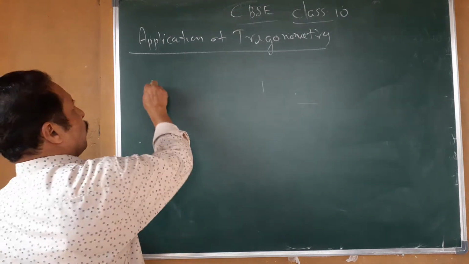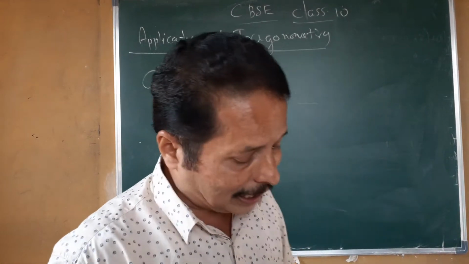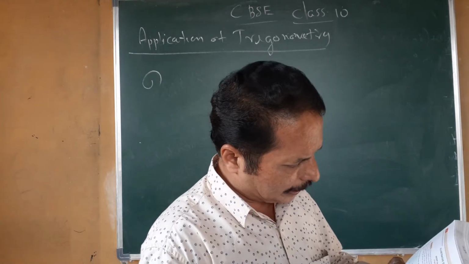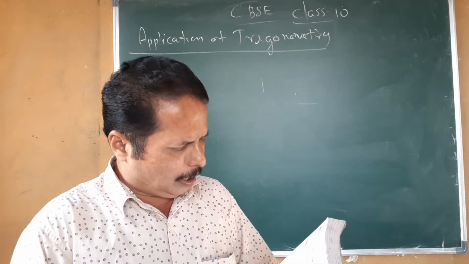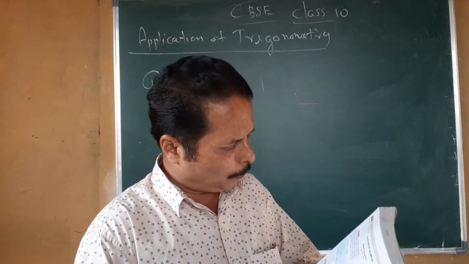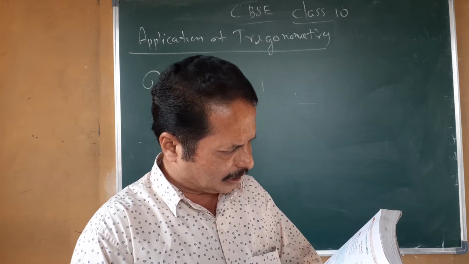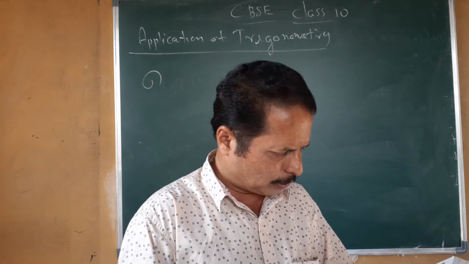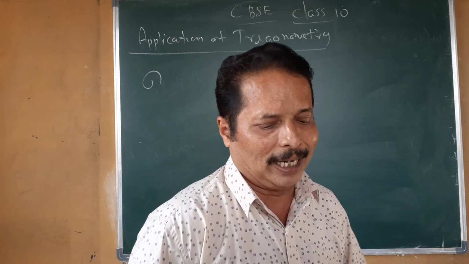Are you ready to start the problems? Look here. Now, better you write it. Otherwise, clearly watch the video. That is page number 203 to 205. All of them are examples. First example. A circus artist is climbing a 20-meter long rope which is tightly stretched and tied from the top of the vertical pole to the ground. Find the height of the pole if the angle made by the rope and the ground level is 30 degrees.